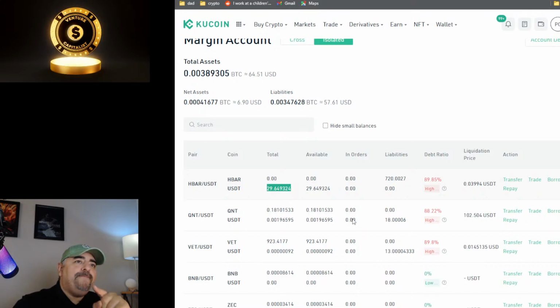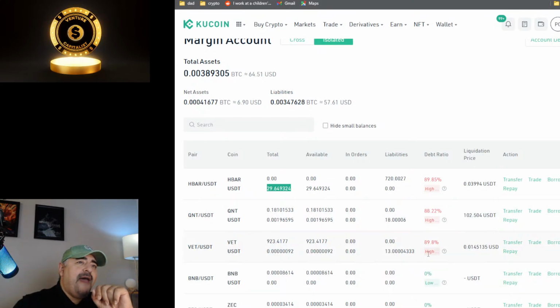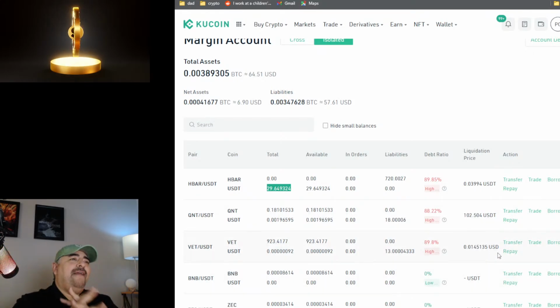So currently we got in at 90%, so we're slightly making a little bit of money there. Our quant has us up 2%, so we hit our target on quant. Our V-chain is kind of battling out, but we made profits on quant. So there we are, guys. That's how to short a coin as well.